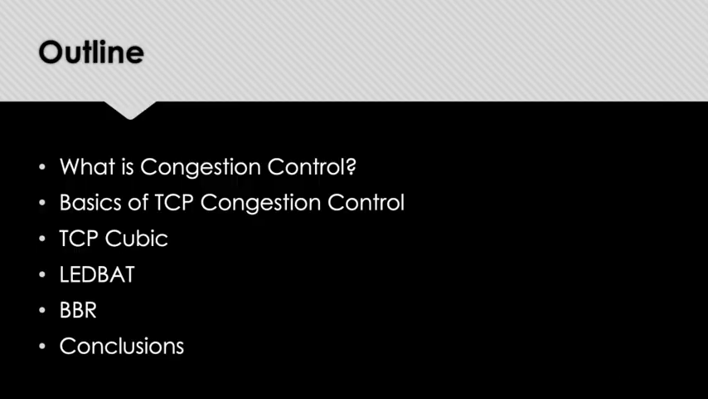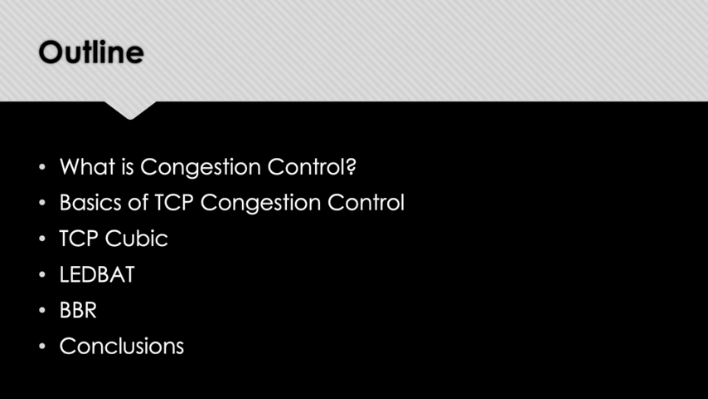Before I get into the actual talk, we're going to go through an outline of what we'll be covering today. We'll start off by asking the question, what exactly is congestion control? Then, with an understanding of what congestion control is, we will move on to understand the basics of TCP congestion control and the initial mechanism for congestion control that was used when TCP was very young. Next, we'll cover 3 new congestion control mechanisms that provide good support for various use cases.